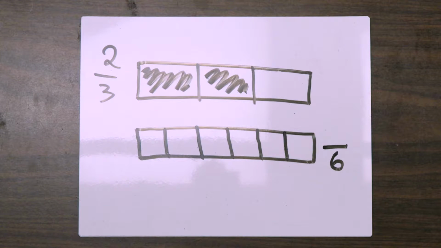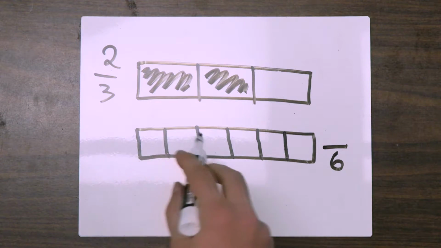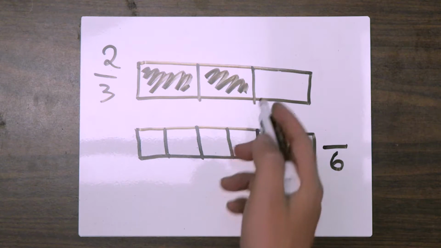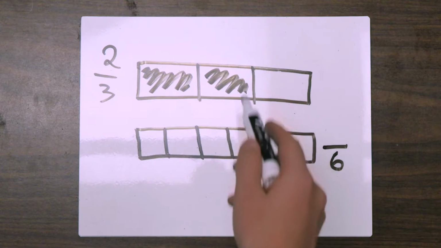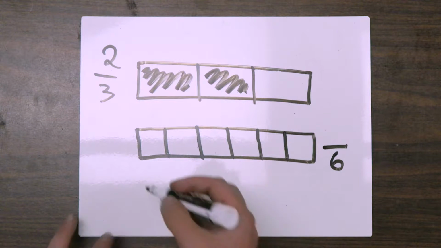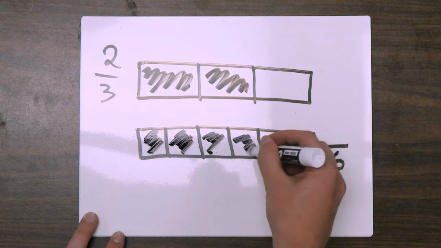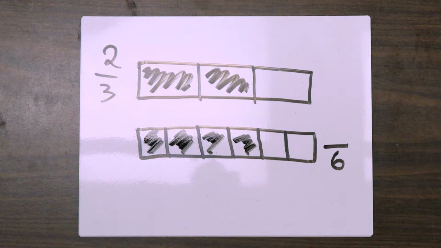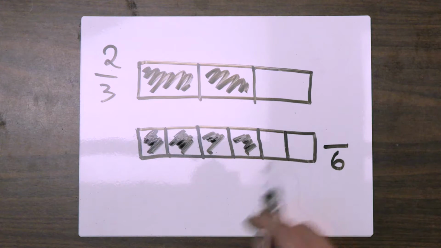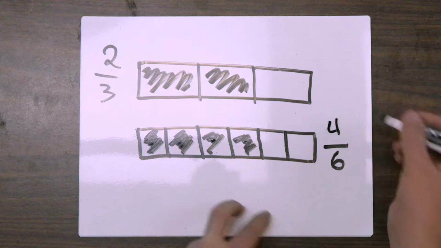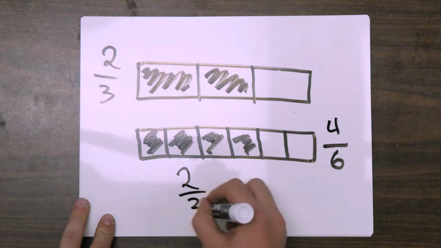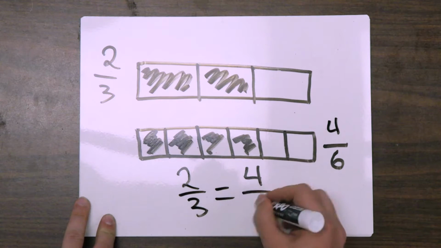And really all I have to do is shade in these parts until I become level or equal with the 2/3. So I'm just going to keep shading them in until I get to the end of the 2/3, and there it is. Now I just count how many sixths did I fill in, 1, 2, 3, 4, and there's my numerator. So I'm saying that 2/3 is equal to 4/6.